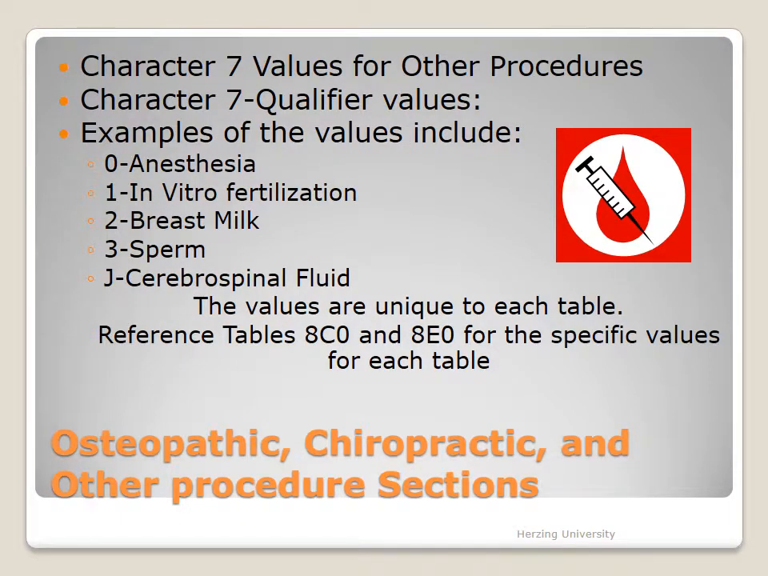Character position 7 is the qualifier position. These alphanumeric character values identify additional information that clarifies the service rendered. For table 8C0, the following values are used: J for cerebrospinal fluid, K for blood, L for other fluid. For table 8E0, many different values are used depending on the procedure completed.